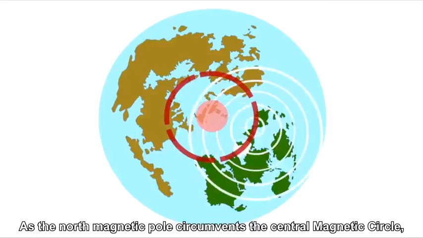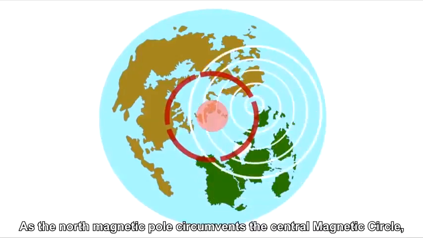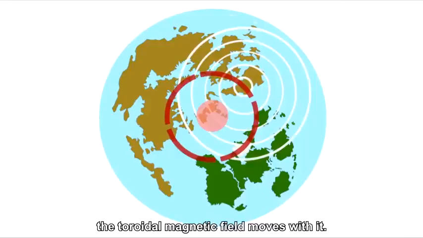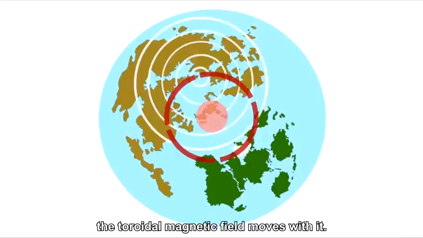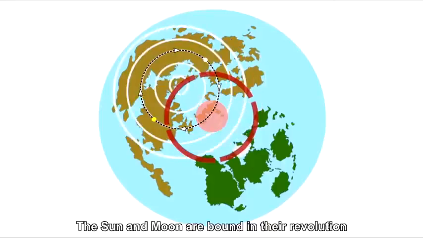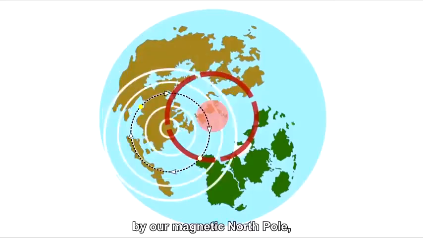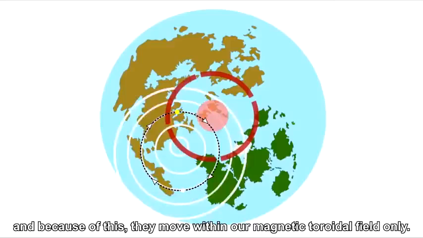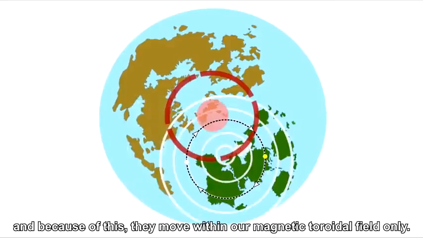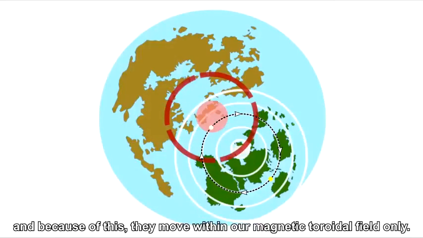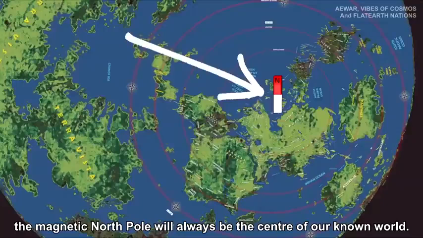As the North Magnetic Pole circumvents a central magnetic circle, the toroidal magnetic field moves with it. The Sun and Moon are bound in their revolution by our magnetic North Pole, and because of this, they move within our magnetic toroidal field only. This is why the magnetic North Pole will always be the center of our known world.